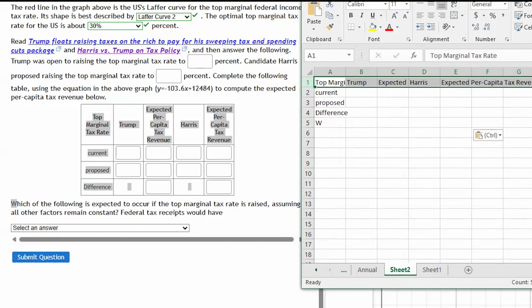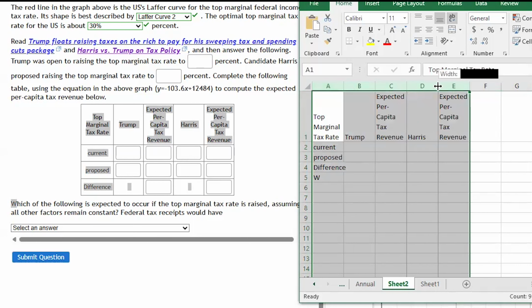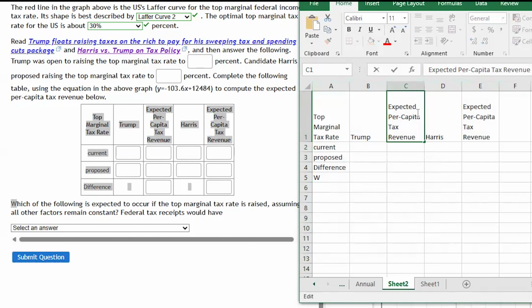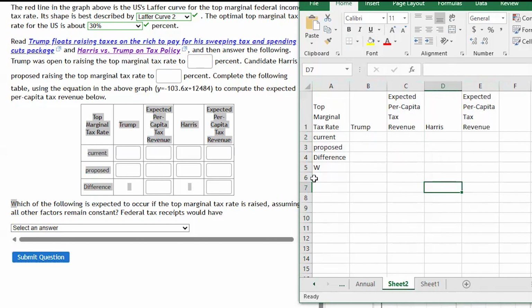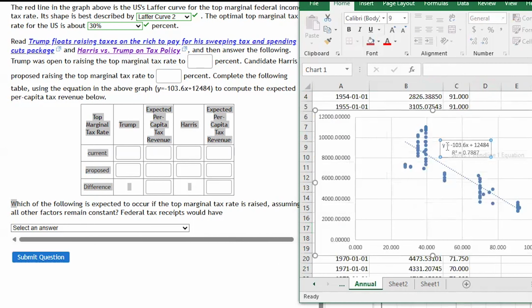I'm going to word wrap the first row, maybe make it a little bigger. And then I'll double click inside one of these cells to auto fit the row. And then I'm going to get rid of the W. It was outside of the table. And it says complete the following table using the equation in the above graph. Well, that equation right here comes from our scatter plot, where this is the relationship between per capita tax receipts paid versus the top marginal tax rate.